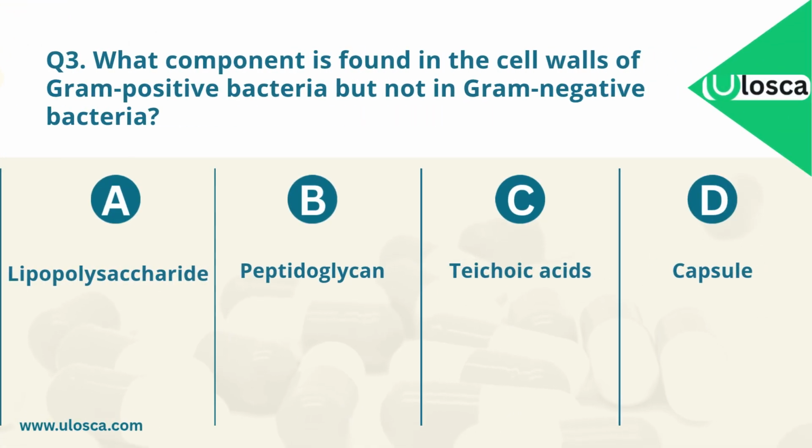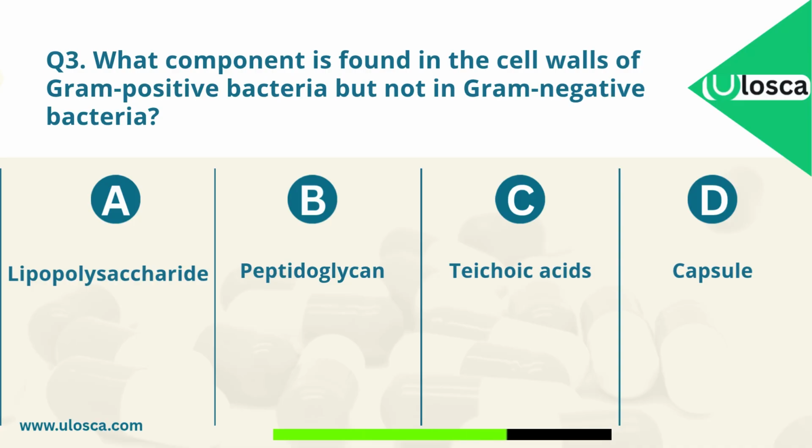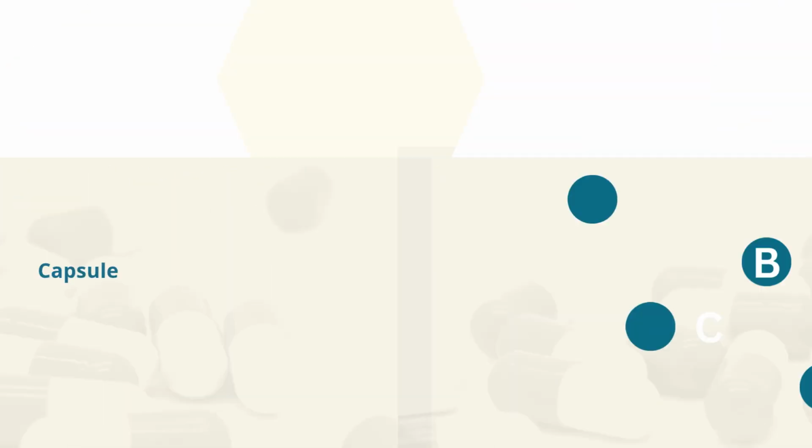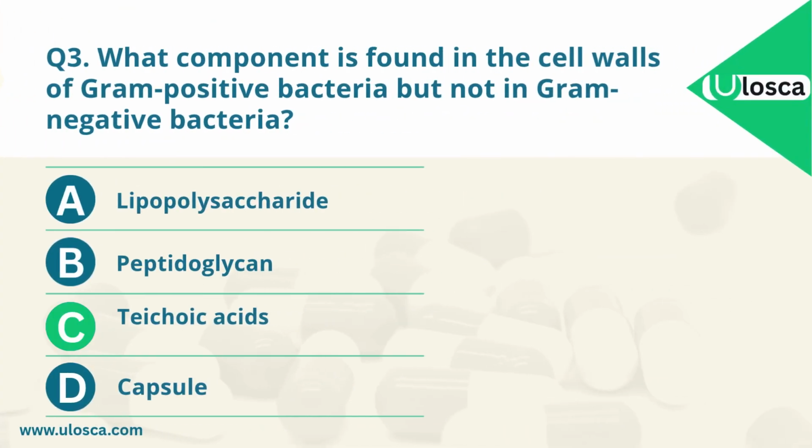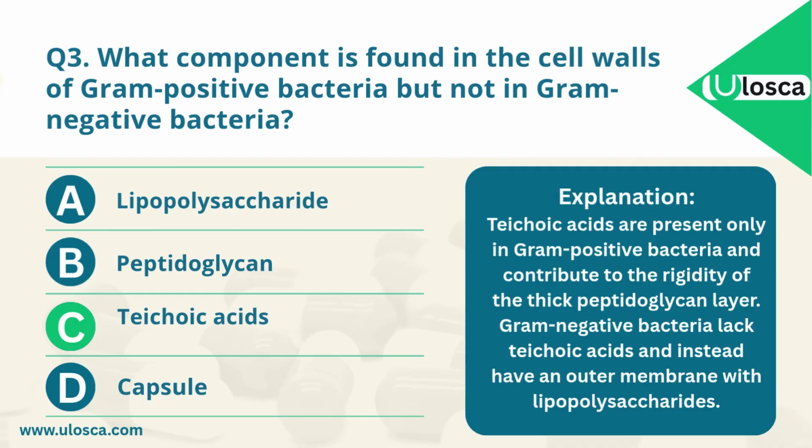Question 3. What component is found in the cell walls of gram-positive bacteria but not in gram-negative bacteria? A. Lipopolysaccharide. B. Peptidoglycan. C. Teichoic acids. D. Capsule. Which one is the correct answer? The correct answer is C. Teichoic acids. Explanation. Teichoic acids are present only in gram-positive bacteria and contribute to the rigidity of the thick peptidoglycan layer. Gram-negative bacteria lack teichoic acids and instead have an outer membrane with lipopolysaccharides.